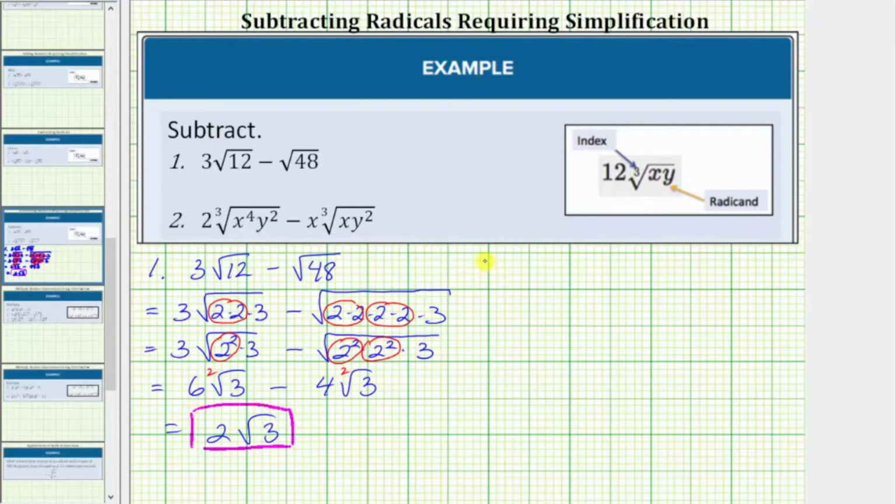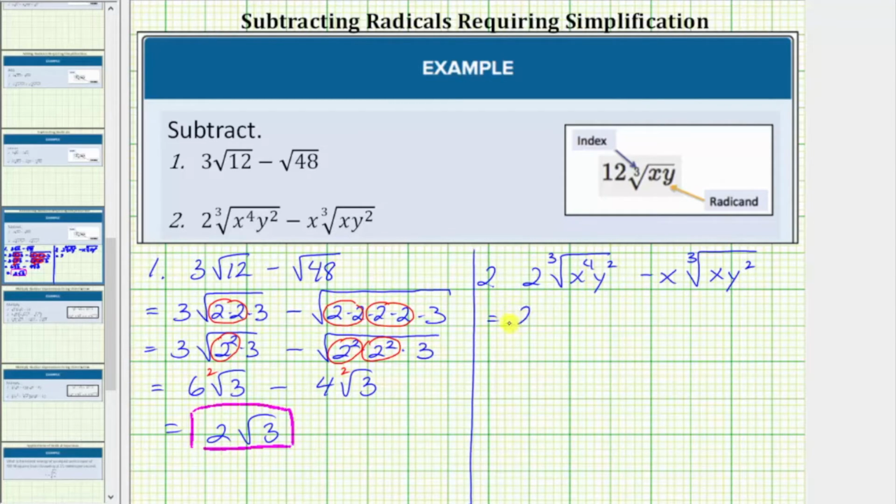And now for number 2, we have 2 times the cube root of x to the 4th y squared minus x times the cube root of xy squared. The first step is to simplify the cube roots. So looking at the cube root of x to the 4th y to the 2nd, we're looking for perfect cube factors of the radicand. So let's write x to the 4th as x cubed times x.